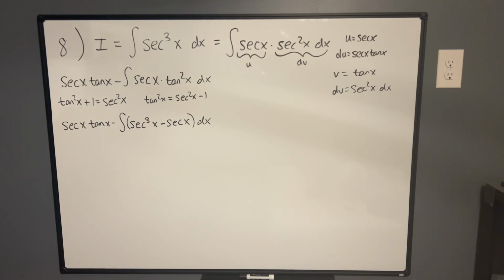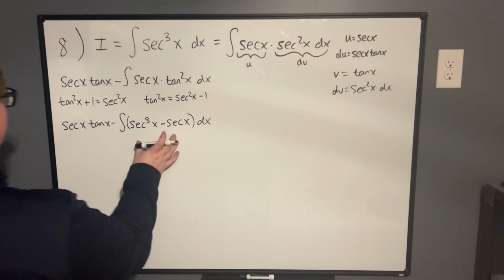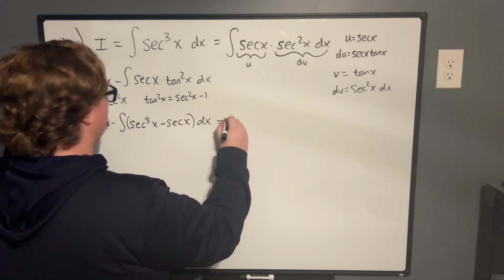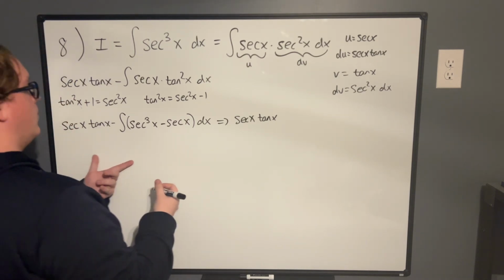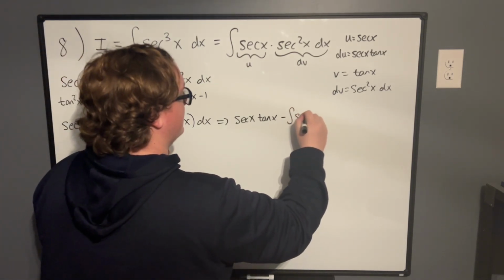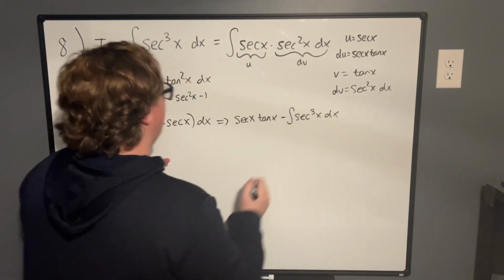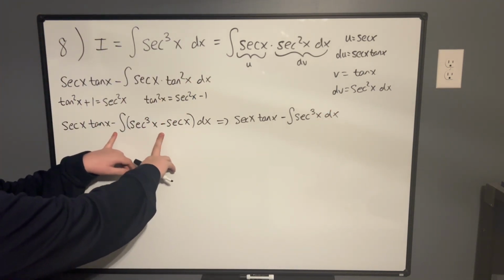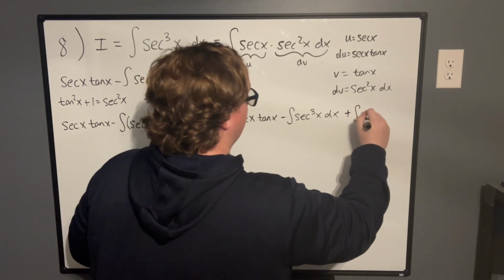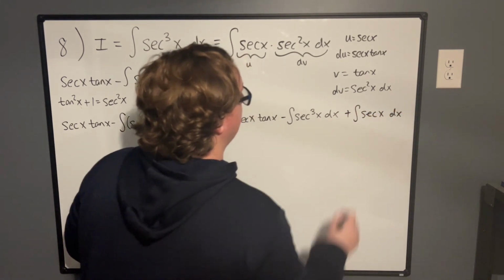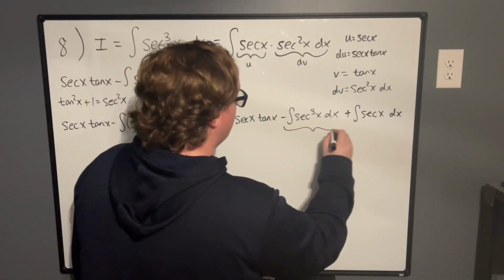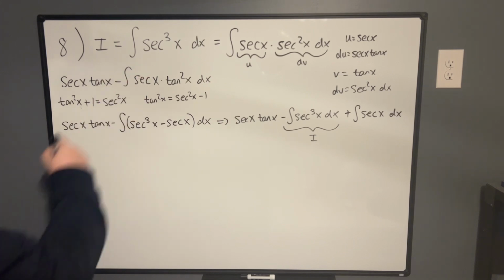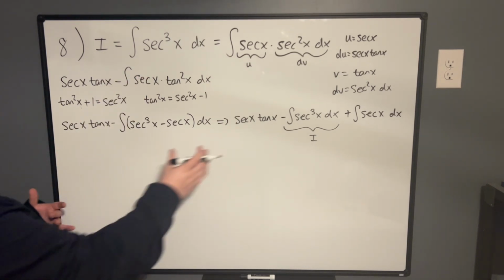And although that doesn't look promising, it actually helps us out a lot, because we're going to split this integral up. So secant x tan x on the outside stays, but now we're going to have minus the integral of secant cubed x dx. And I'm splitting this up, so this is going to be plus the integral of secant x dx. And the benefit of this now is that this right here was our initial I. This was our initial integral.